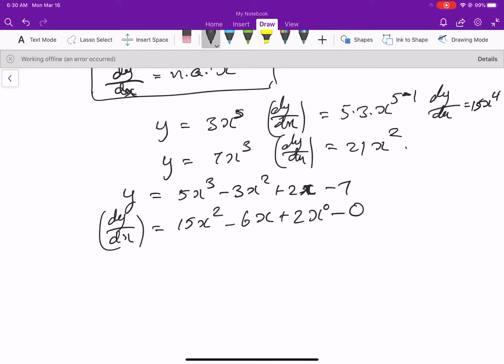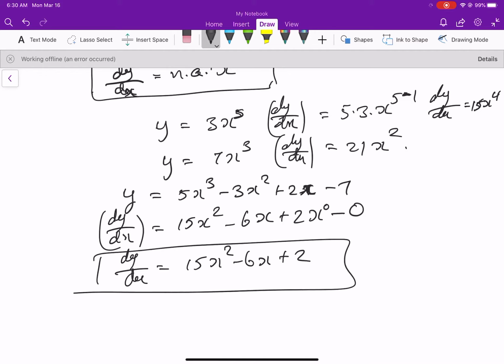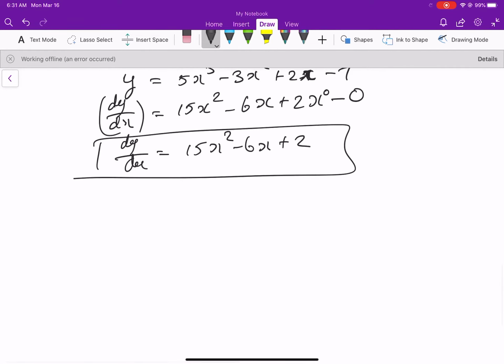If you tidy this up, dy/dx is equal to 15x squared minus 6x plus 2. That's not too bad. I'm going to do a couple more examples, and then I'm going to give you a worksheet. Sometimes you have to simplify the function to put it in the polynomial form first.